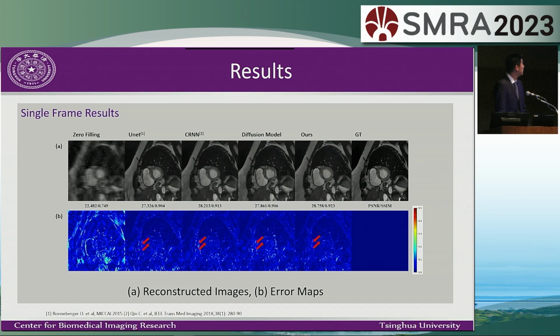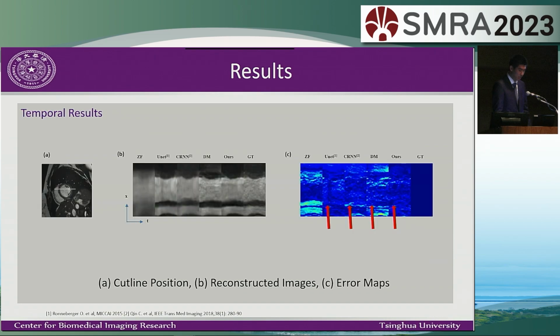On the single frame results, we can see that at the positions of red arrows, our model reconstructed clear borders, while U-Net and CRNN are blurred. And in the temporal results, the myocardial region was blurred on results of U-Net and CRNN, but it was rather clear on the results of the proposed method.